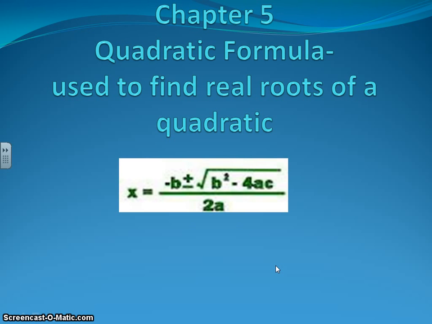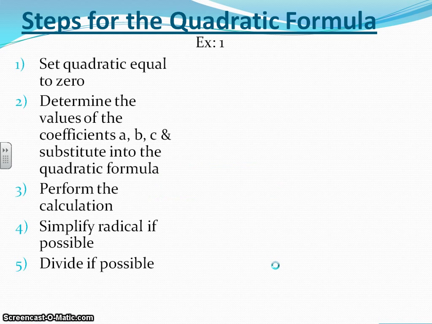First off, let's copy down the formula. X equals negative b plus and minus the square root of b squared minus 4ac all over 2a. At any time you need to pause your computer, you should do that so you can copy down the given notes. So on the left-hand side, a good time to pause your computer, we should copy down the 5 steps. And on the right-hand side, I have an example.